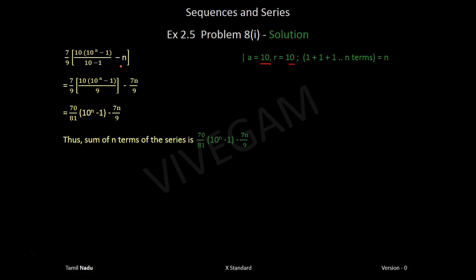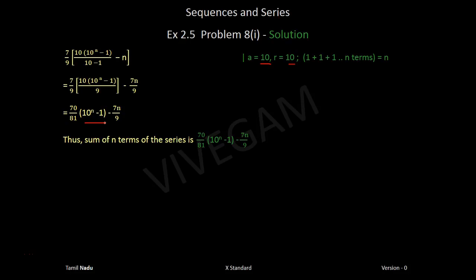Now if you look at this, you should be able to simplify it a little further. 7 by 9 into n is 7n by 9, and take it out of the bracket and keep the remaining inside the bracket. Now this 10 and 9 you can multiply with 7 by 9, so that will become 70 by 81 into 10 to the power of n minus 1, minus 7n by 9 is the sum of n terms. You got it? So this is how this problem can be worked out.